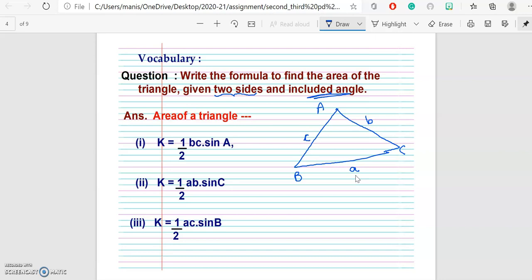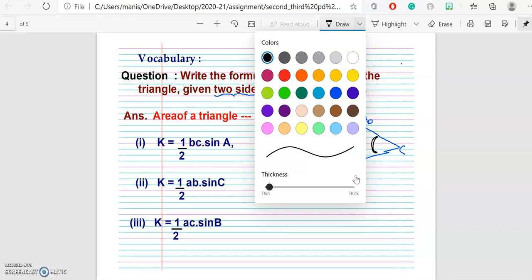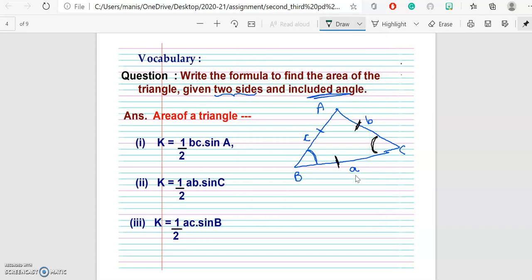What happens over here is that we are talking about two sides. Included means the angle which is in the middle of these two sides. It might be possible that instead of these two sides we have this and this side. For these two sides, a and b, the included angle is C. It might be possible that instead you are given this side and this side. In that situation, the included angle will be angle A over here.